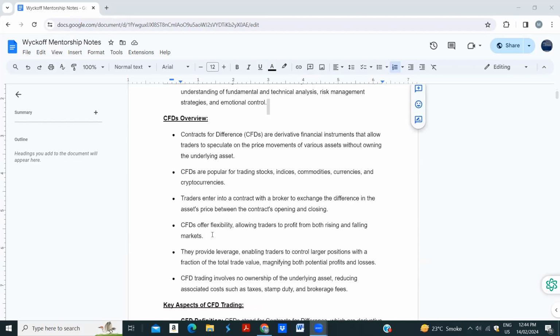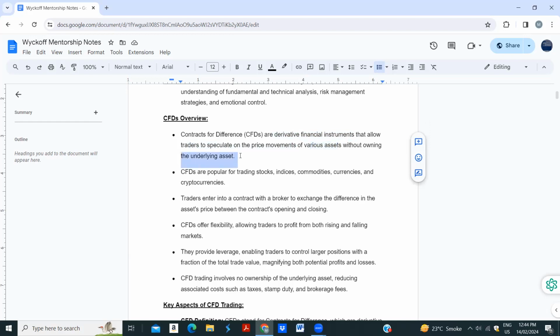Now the CFDs overview. What is a CFD? CFD stands for contracts for differences. Remember that. They are derived financial instruments. They are not the actual financial instruments; they are derived from the original financial instruments, and they allow traders to speculate on the price movement of various assets without owning the underlying asset.